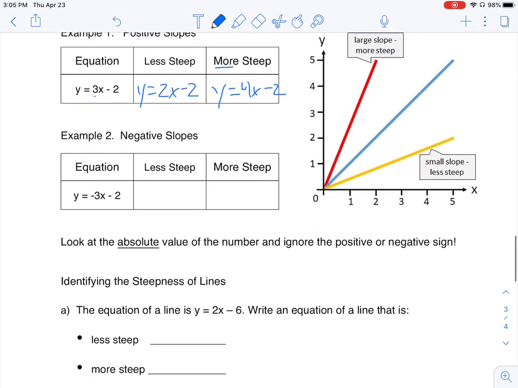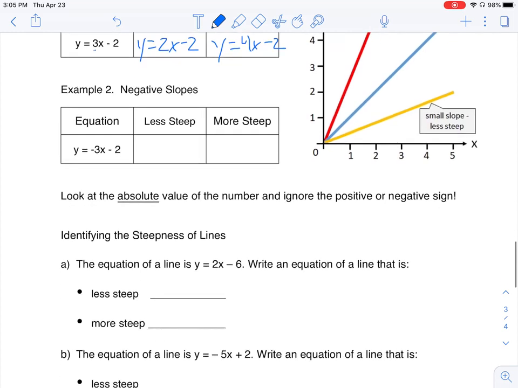When we talk about negative slopes, for the equation y equals negative 3x minus 2, I'm looking for something that is less steep than this equation here. So when I have less steep, I'm actually looking for something that is closer to 0. In this case, y equals negative 2x minus 2. And for something that is more steep, again, I'm looking for a larger number, y equals negative 4x minus 2.